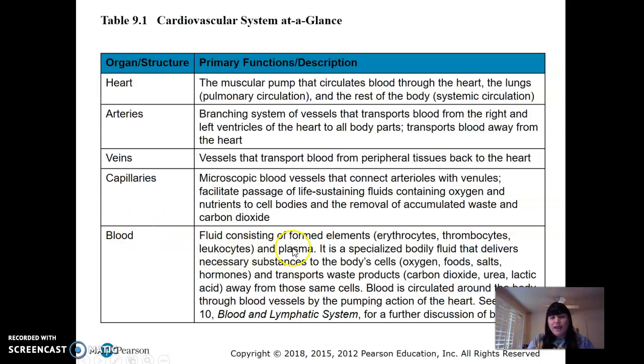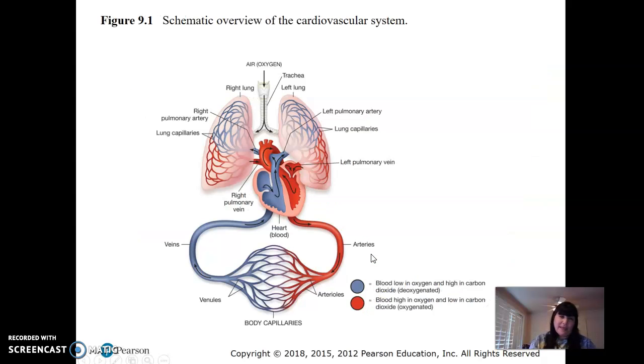And then blood. This talks about all the things that are in blood. We have water and the cells: erythrocytes, which are red blood cells, thrombocytes, and leukocytes. Leuko means clear, and then the cytes are cells, and plasma. So it talks about what's in the blood, what's circulating.